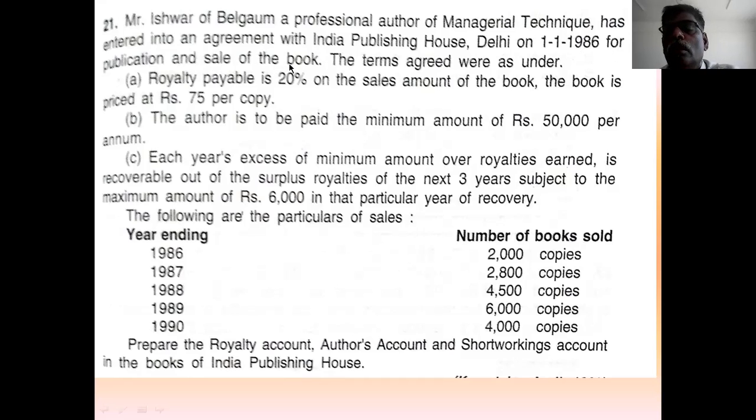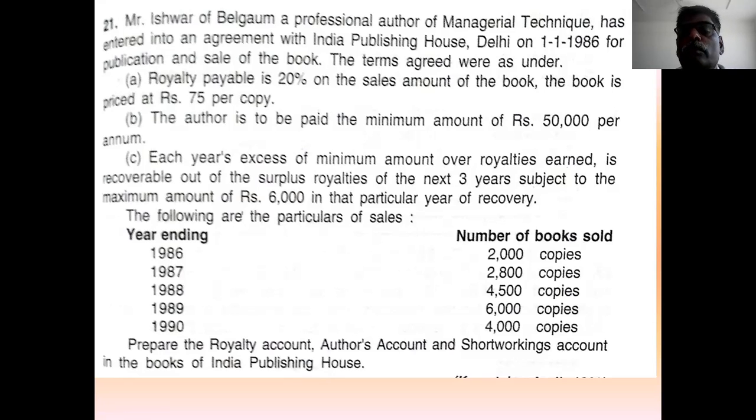The agreement is between author and publisher for printing and sale of the book. The terms of agreement were: the royalty payable is 20% of the sale amount of the book. The price of the book is 75 rupees. On 75 rupees you calculate 20%. 20% of 75 is equal to 15 rupees. First point clear: the rate of royalty is 15 rupees.